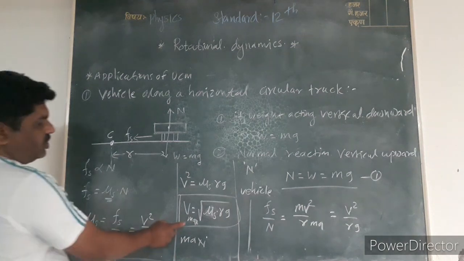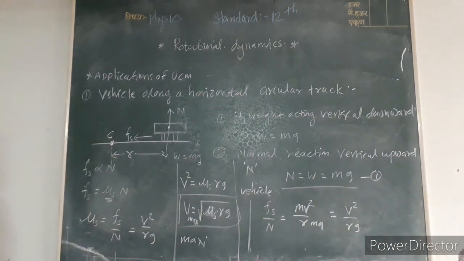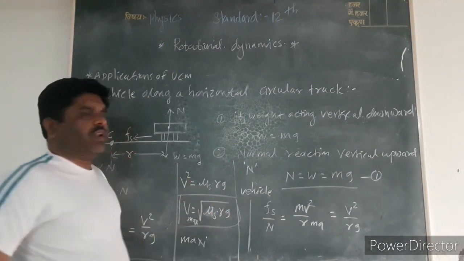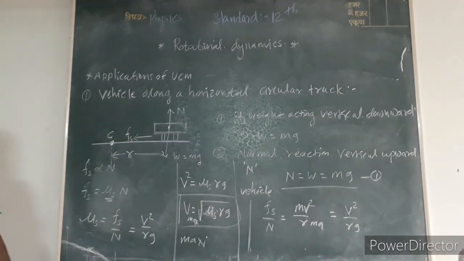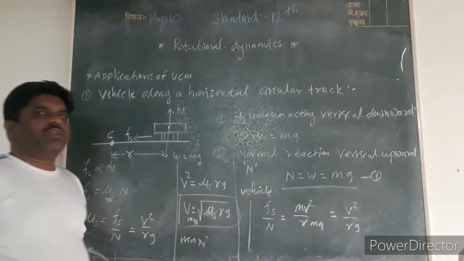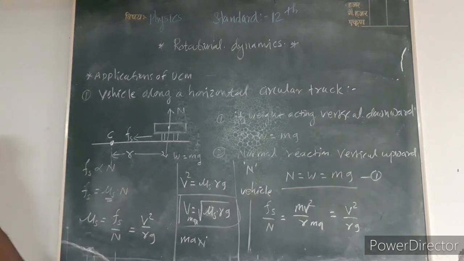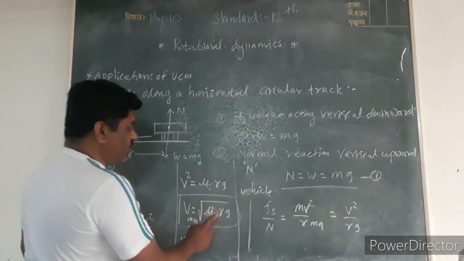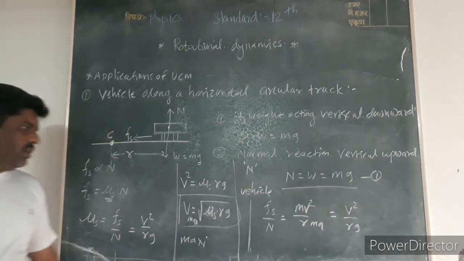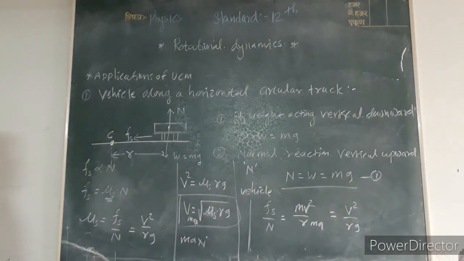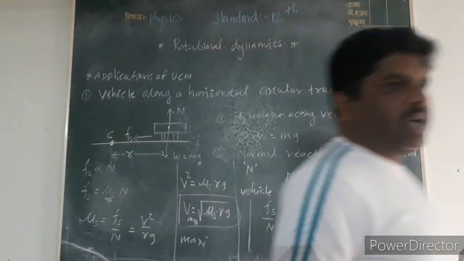That means in this velocity of any vehicle, there is no m. That means this velocity does not depend upon mass. Hence, this equation applies to heavy vehicles or light vehicles. Vmax is equal to the square root of mu s rg. This is the first application of uniform circular motion.